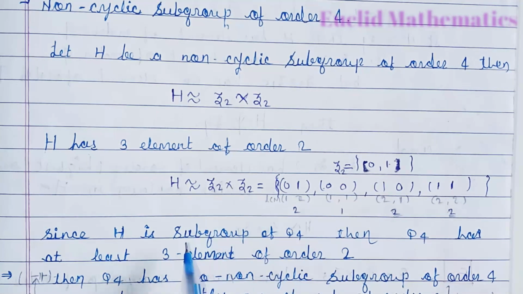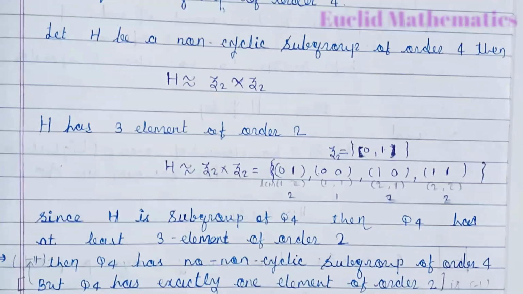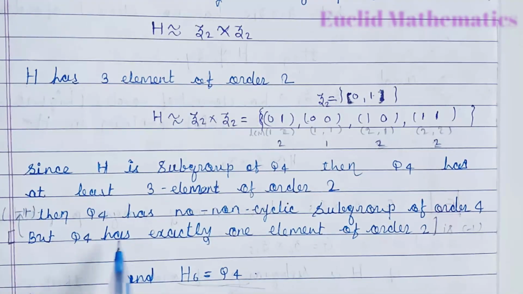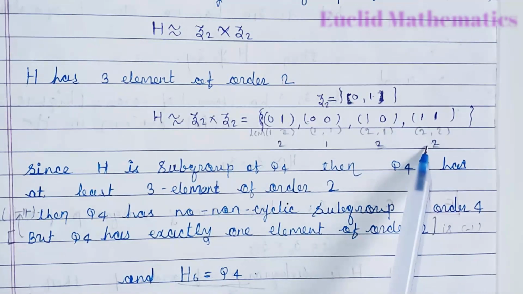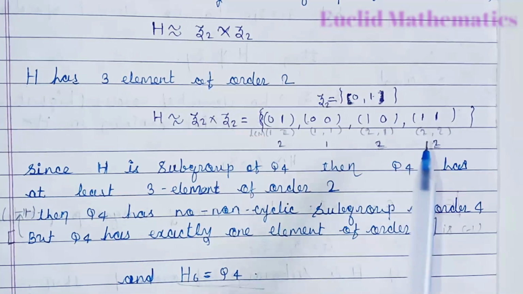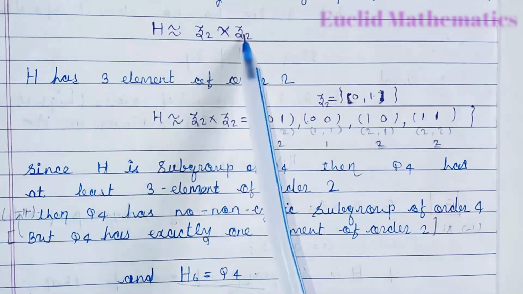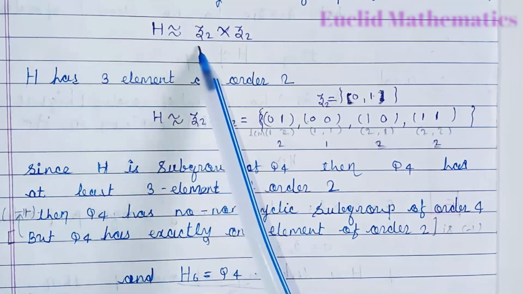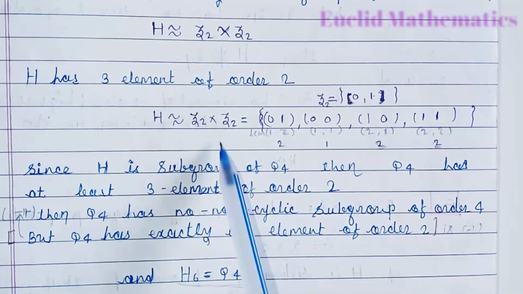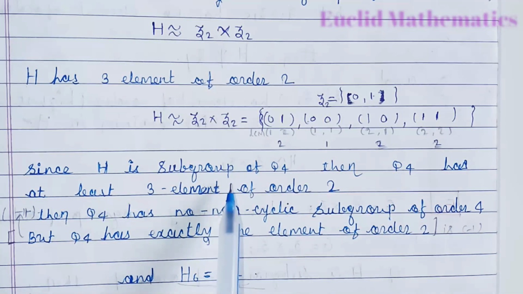That means if H is a subgroup of Q4 isomorphic to Z2 cross Z2, then Q4 has at least 3 elements of order 2, okay? But Q4 has exactly 1 element of order 2, which is minus 1, while here we have 3 elements whose order is 2. So we can say our H is not isomorphic to Z2 cross Z2 because Q4 does not have such elements. So their subgroups are different, and the non-cyclic subgroup is not possible here.